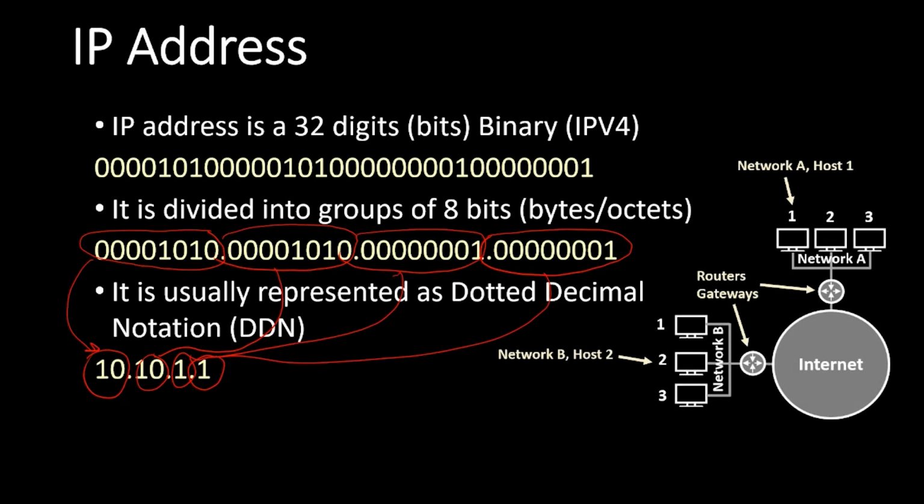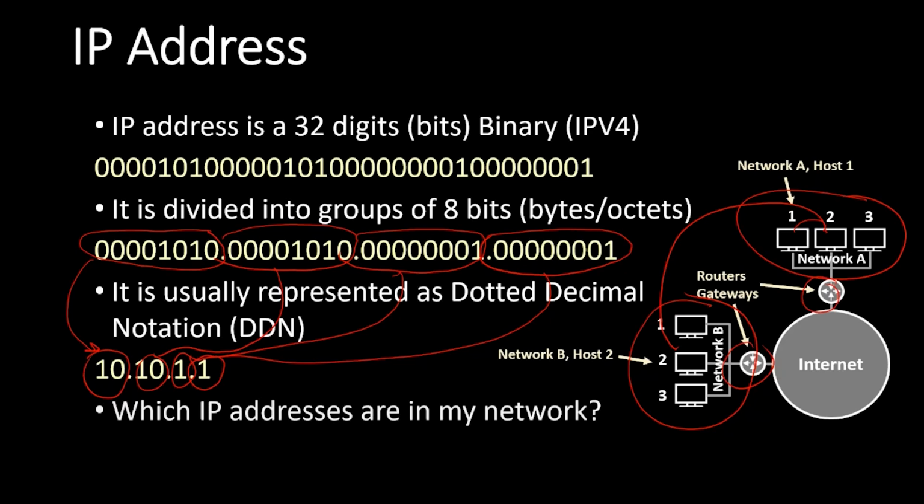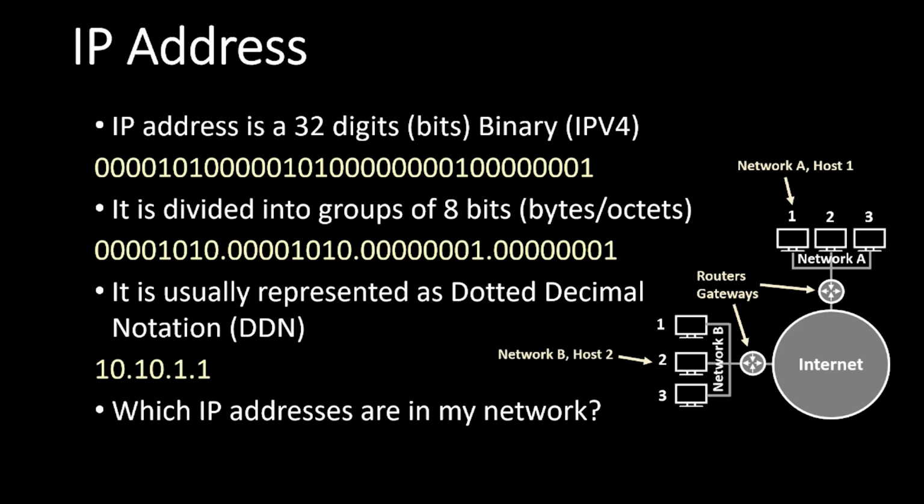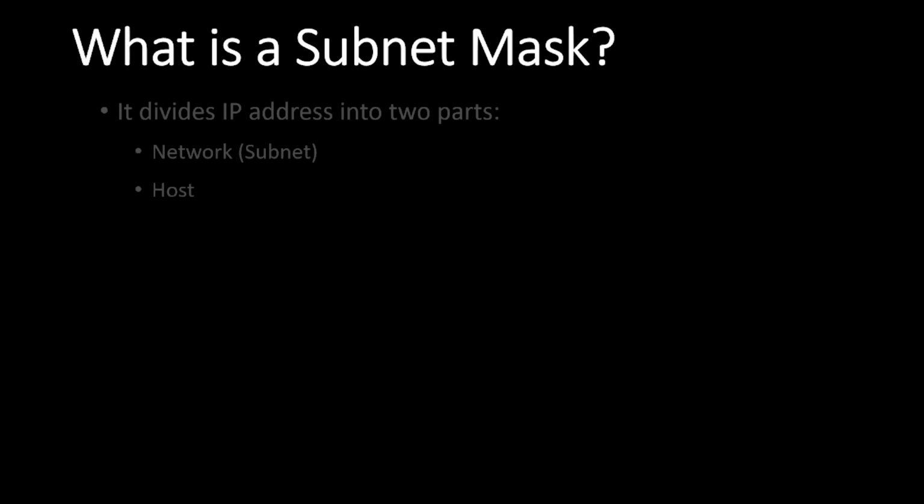So for example, in this drawing, we have 2 networks. This is one network, and this is another network. We have 3 hosts in each network, and we described in a previous video that devices in the same network can communicate directly, while devices in different networks need to communicate through gateways. So the question from any device in the network is, which IP addresses are in my network and which IP addresses are not in my network? And this leads to the concept of subnet mask, which is an important concept in understanding IP addresses, IP networks, and routing. So what is a subnet mask?